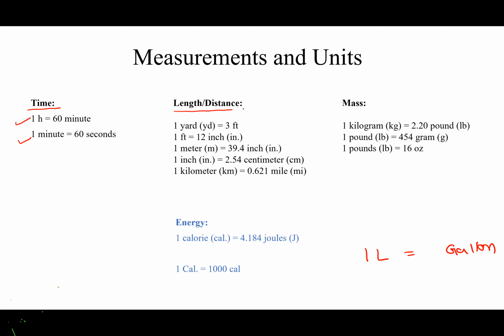Same way for length and distance, we can have these unit conversions. 1 foot is equal to 12 inches, 1 meter is equal to 39.4 inches, 1 inch is equal to 2.54 centimeters, 1 kilometer is equal to 0.621 miles. Remember this, right? What I mean to say is you don't have to remember this. You just need to keep this handy. These are the unit conversions which should be given to you by your lecture professor or lab professor. If it's an online exam, you're supposed to keep it handy.